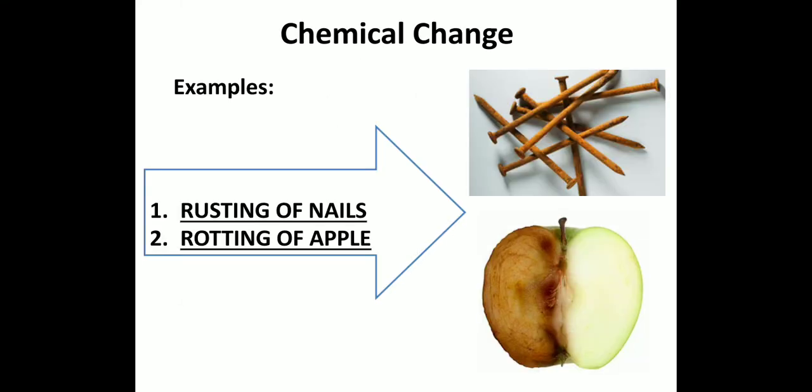For example, rusting of nail. Iron reacts with water and oxygen to form a new substance called rust. It is a chemical change that takes place through a chemical reaction, that is oxidation. Rotting of apple. The yellow-white color of apple is changed to brown. Iron that is present in apple oxidizes due to the presence of moisture and oxygen that are present in the atmosphere. It is a chemical change.